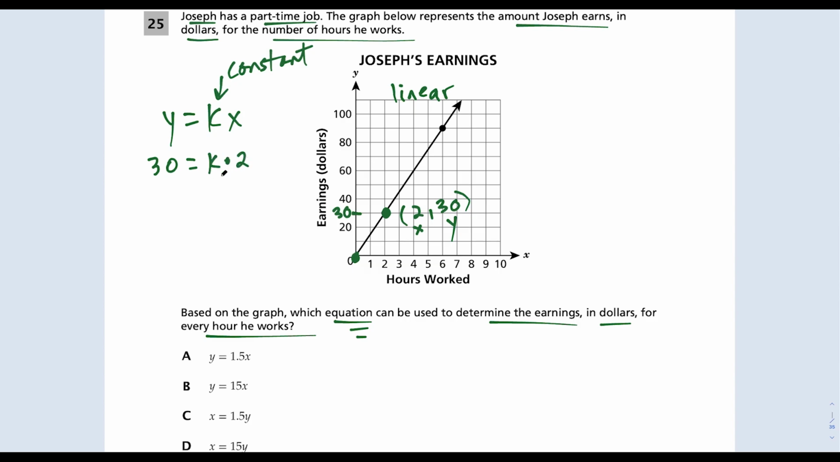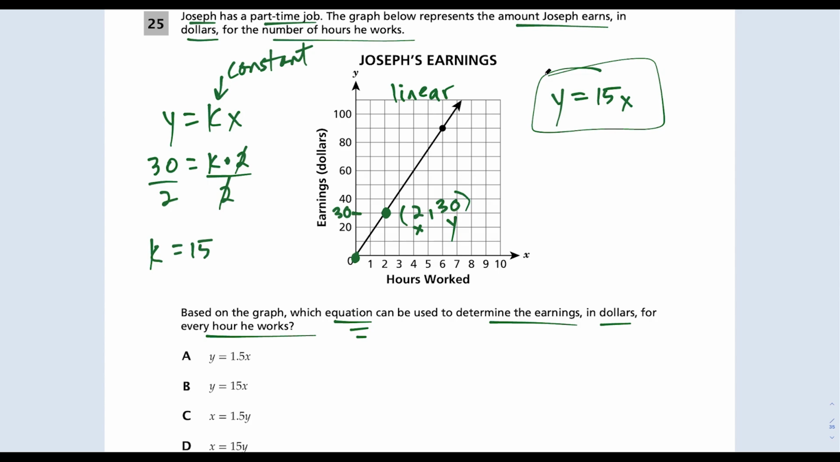So then to solve for k, just divide both sides by 2. And now 2 divided by 2 cancels, and I'm going to have k left, and that's equal to 30 divided by 2, which is 15. So now I plug it back into this equation here, and I'll have y equals 15 times x. And that is going to be the equation of this line.